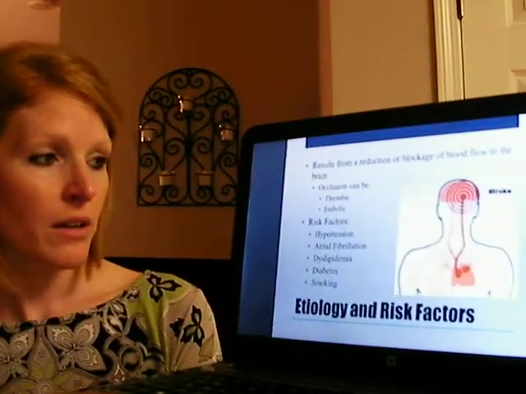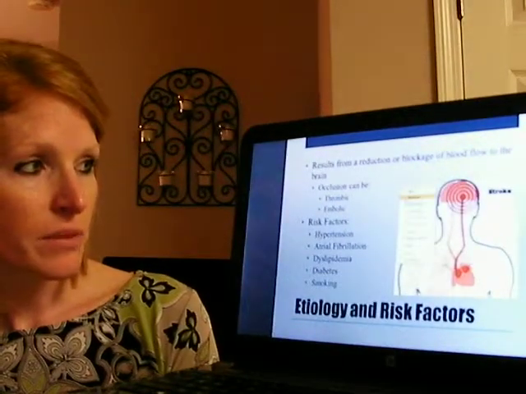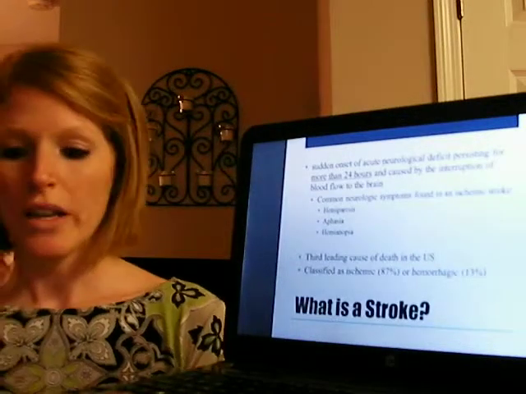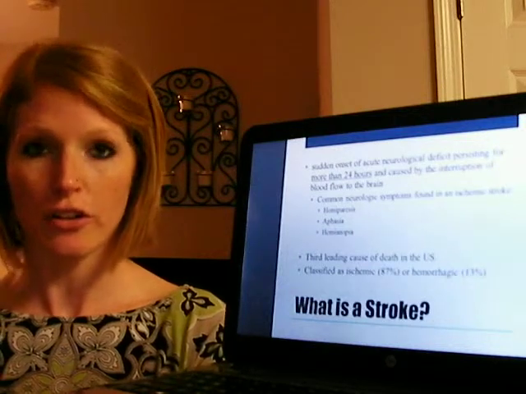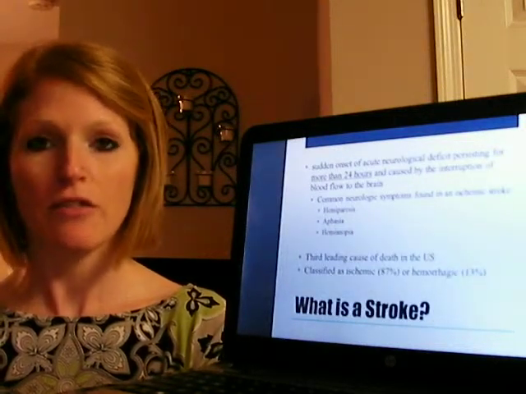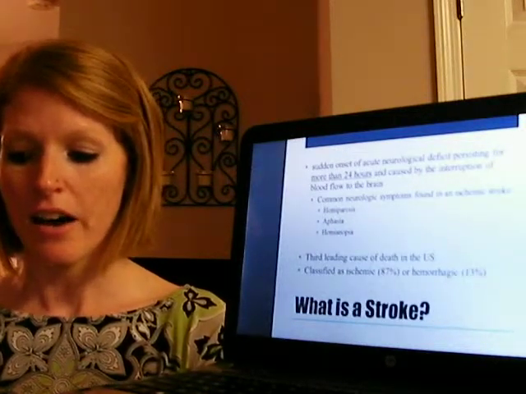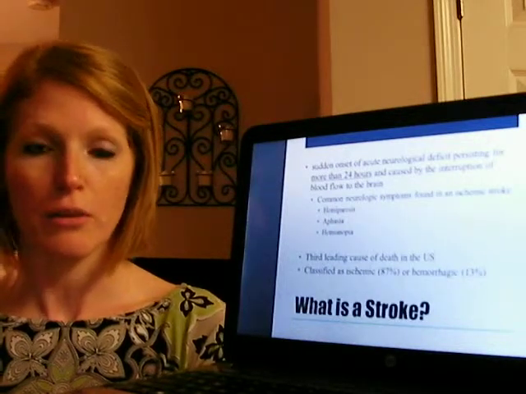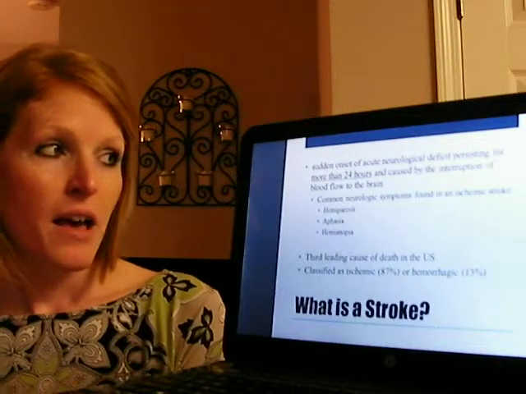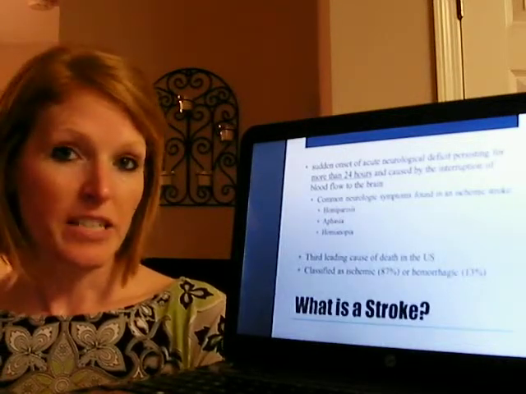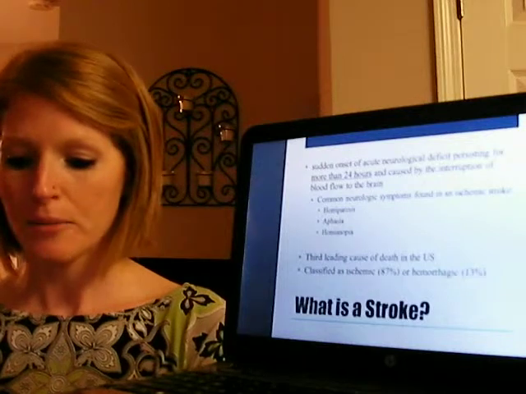So moving on, I believe this jumped ahead on me. So what is a stroke? A stroke is the sudden onset of an acute neurological deficit persisting for more than 24 hours and caused by the interruption of blood flow to the brain. The key right here is more than 24 hours because we'll talk about TIAs later that don't last this long.